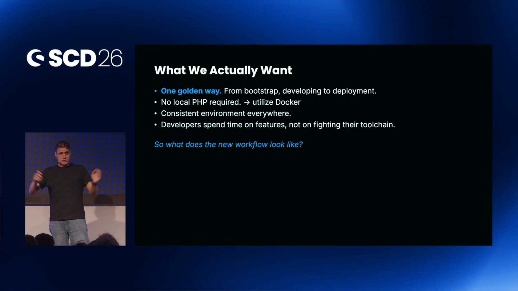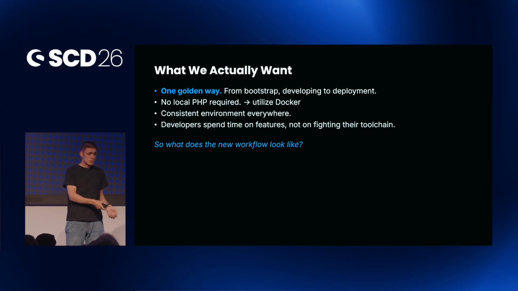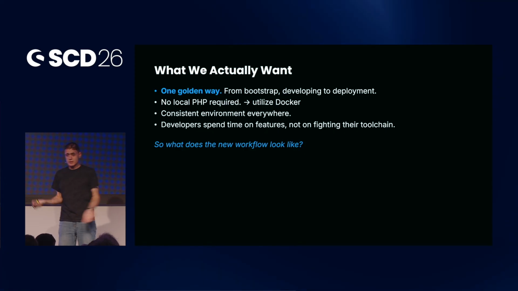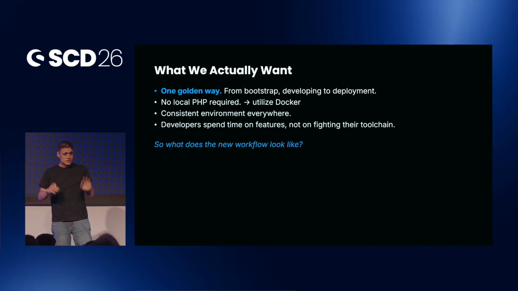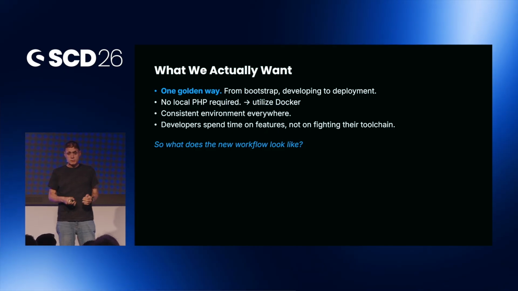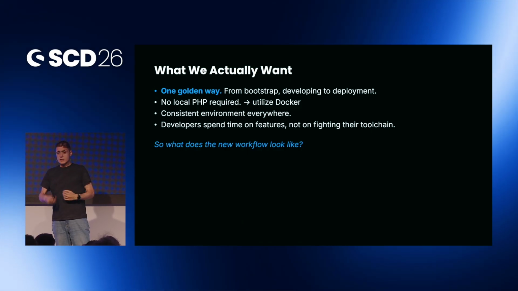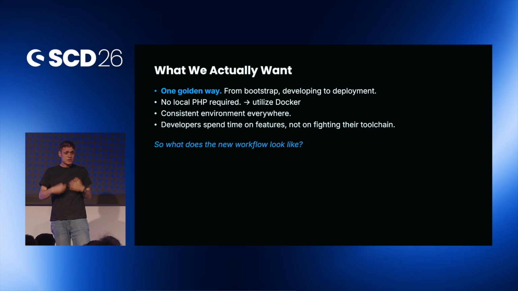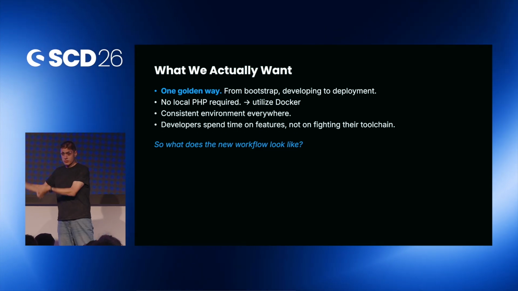And of course, with Docker, we also get a consistent developer environment. If it works on my machine, it will work also on my colleague's machine, because we are basically shipping the container, which is the complete runtime. And with that, we want developers to spend their time on features and not have to fight with their tooling, like my watcher is broken because I have whatever in my environment. Because at the end, we all just want to develop and ship our work to production.